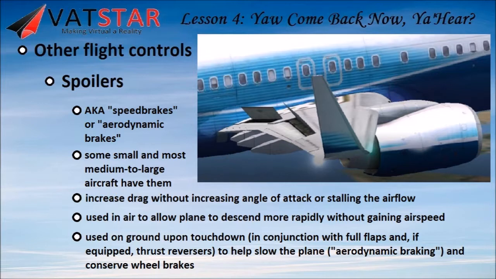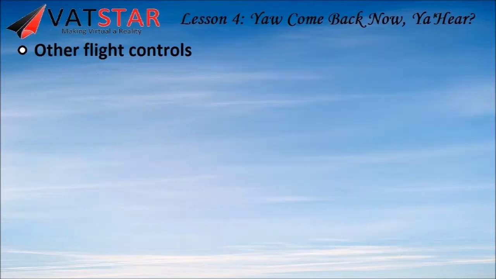The plane has to brake kind of rapidly to make sure you can stop within the runway length you have available, so you'll use full spoilers, full flaps, and thrust reversers if you have them, and all of that helps slow the plane down while conserving the use of the wheel brakes. Wheel brakes can overheat and even catch fire when you use them with too much force, so it's good to use as much aerodynamic braking as you have available.